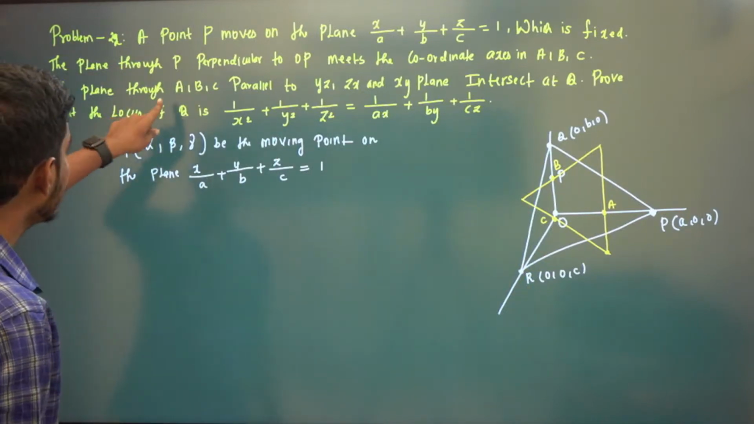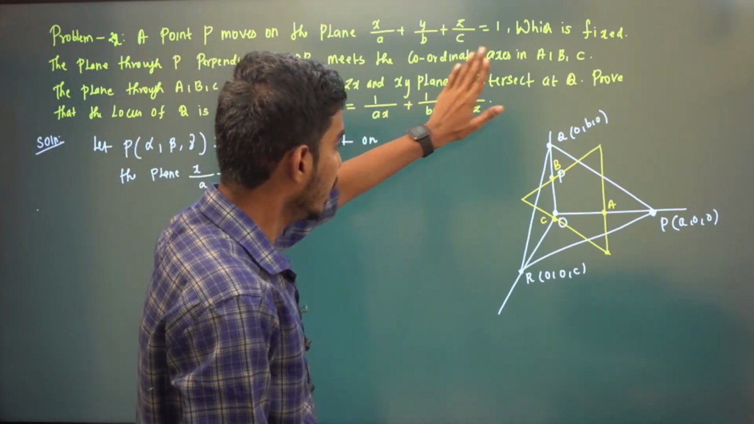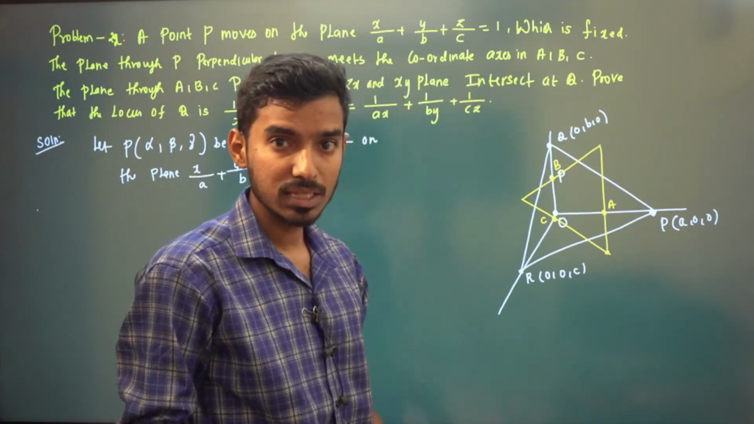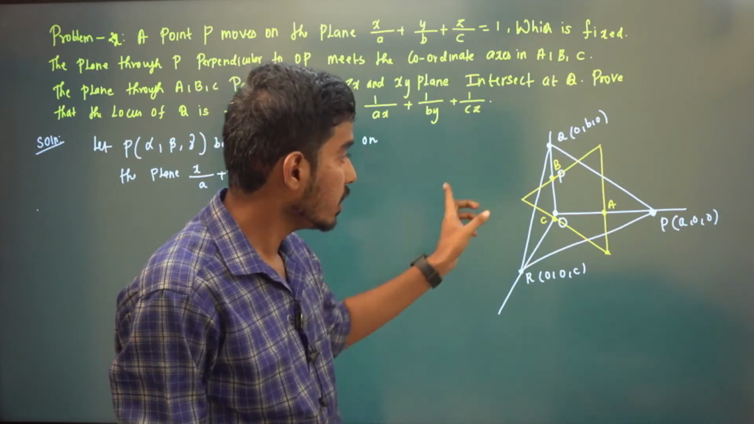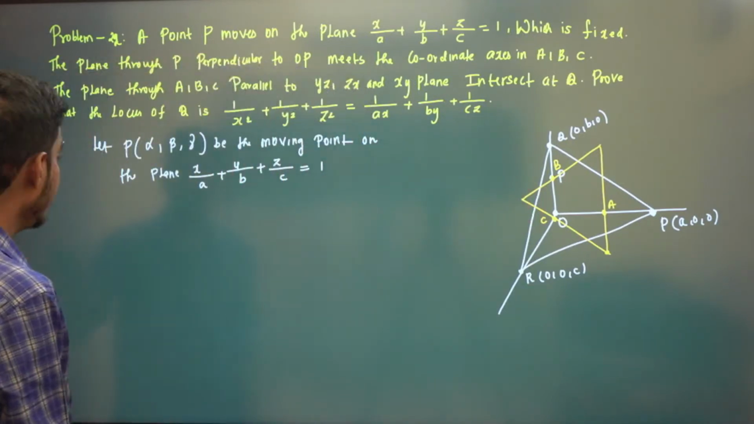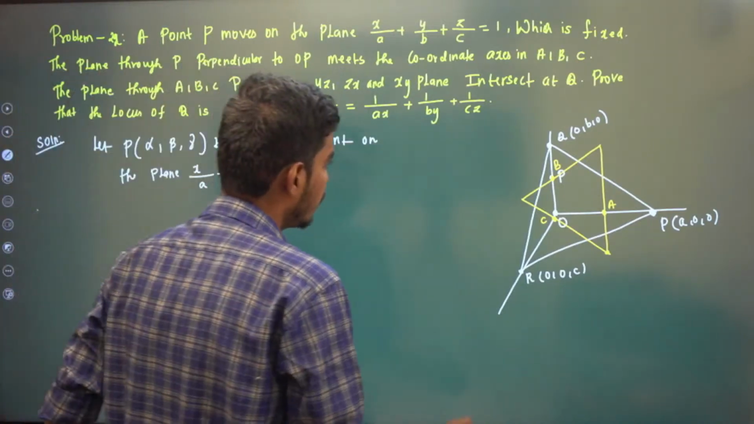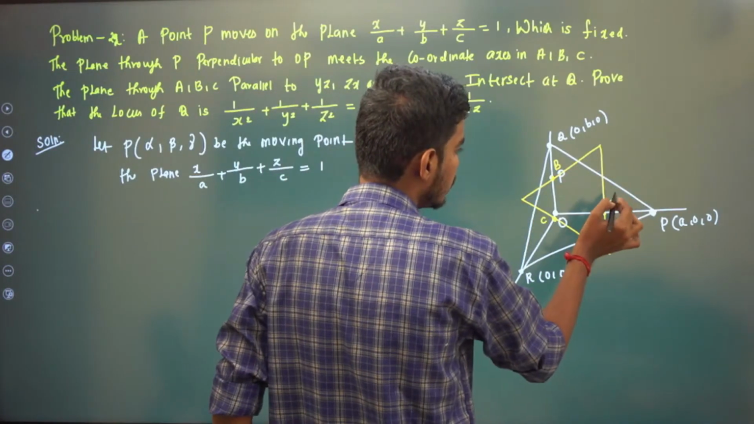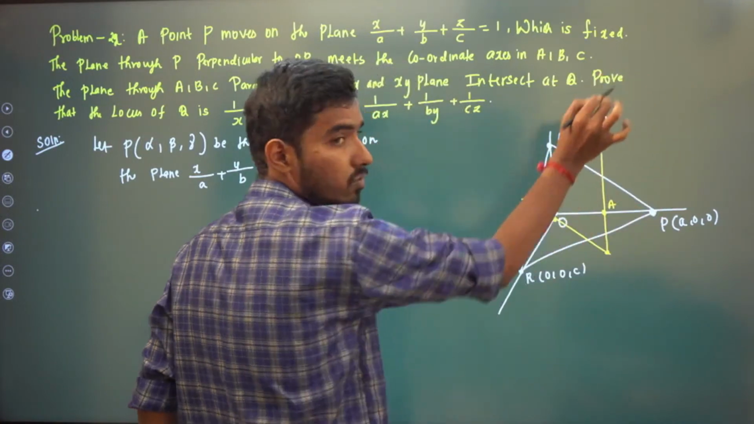Now, the plane through ABC parallel to YZ, ZX and XY plane intersect at Q. So we are drawing three more planes that are parallel to XY plane, YZ plane and ZX plane, right? So we will do that. So let us draw some planes, right? So we all learn this, right? So passing X is equal to A, Y is equal to B, Z is equal to C.